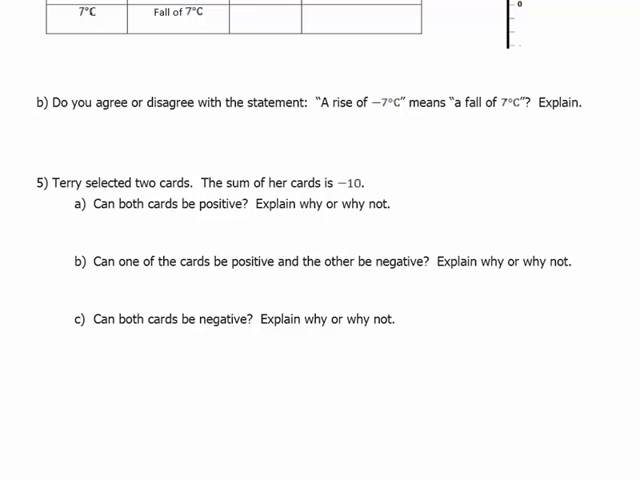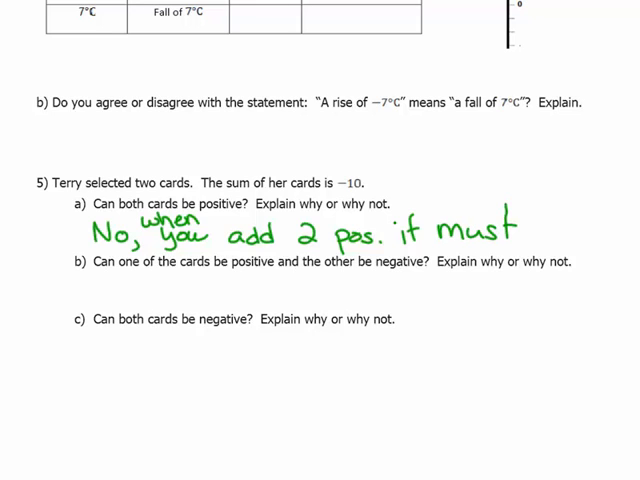But down here, let's try this one. Terry selected 2 cards. We looked at cards yesterday. It says the sum of her cards is negative 10. Can both cards be positive? Explain why or why not. No, they cannot, because when you add 2 positives, it must be positive. It can't be negative. Can one of the cards be positive and the other be negative? Yes. We have seen problems where you can have one of both and you can get a negative answer.